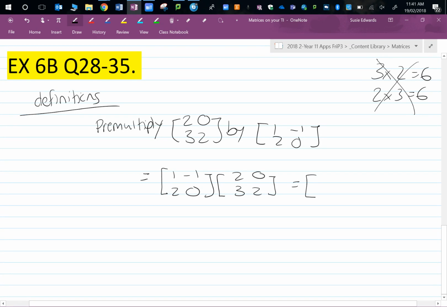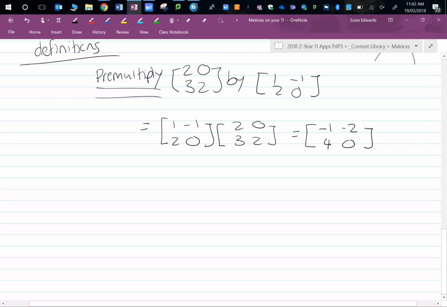So 1 times 2 plus negative 1 times 3. 1 times 2 is 2 plus negative 1 times 3. 2 plus negative 3 is negative 1. 1 times 0 plus negative 1 times 2 is negative 2. 2 times 2 is 4 plus 0 is 4. 2 times 0 is 0 and 0 times 2 is 0, so we've got 0, okay? So that's that answer. That's the pre-multiply one.